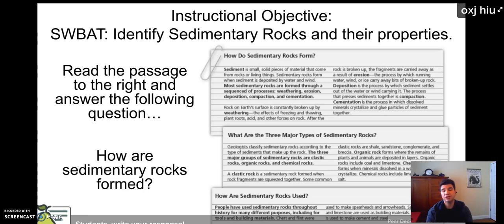All right, today's instructional objective: students will be able to identify sedimentary rocks and their properties. Please take a moment, read the passage to the right, and answer the following question. How are sedimentary rocks formed?